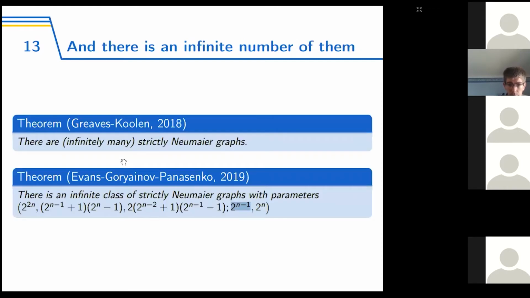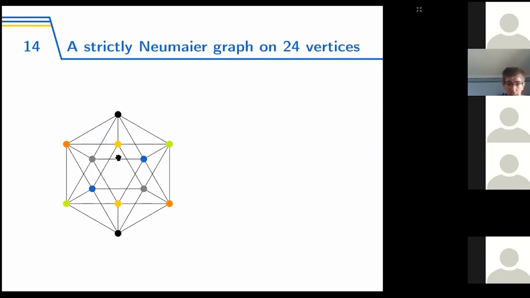Now, as I said, the graph on 16 vertices that I showed you in the previous slide is the smallest example in this family, but it was not the first graph discovered. The first graph that was found by Greaves and Cole was a Neumaier graph on 24 vertices. And let me construct it for you. You can see here the icosahedral graph, and it's also its second appearance today because we already saw it in the talk by Istvan Kovacs.